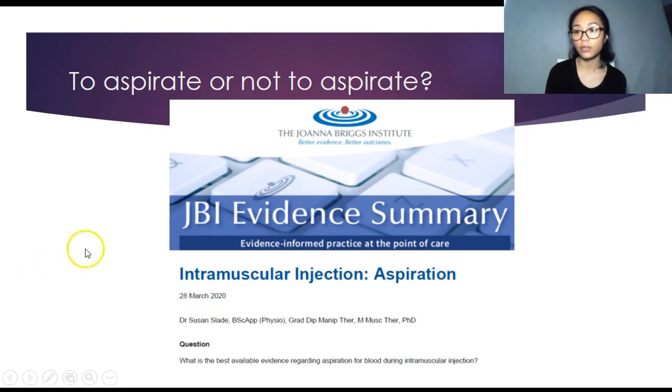It's based on a number of different research studies, and essentially the conclusion they've come to with regards to best practice around aspiration is that it's a painful procedure. It's largely unnecessary and therefore should be avoided. And they put a caveat and say, however, the potential consequences of injection of the medication into a blood vessel, as well as the level of experience of the person administering the injection, should be considered in order to make a risk or benefit assessment.